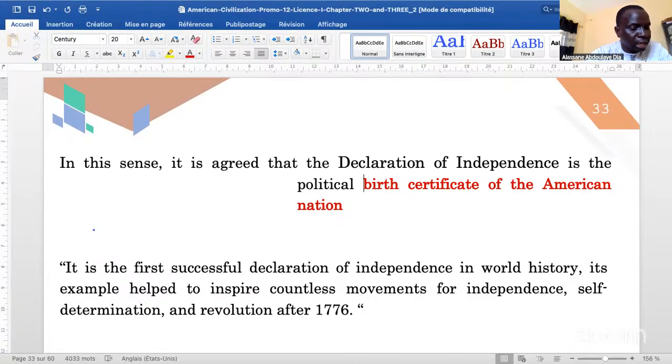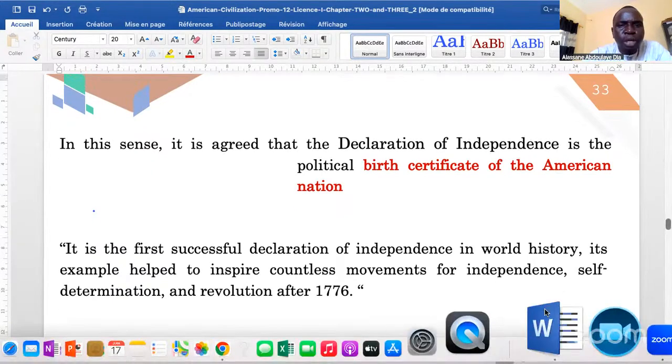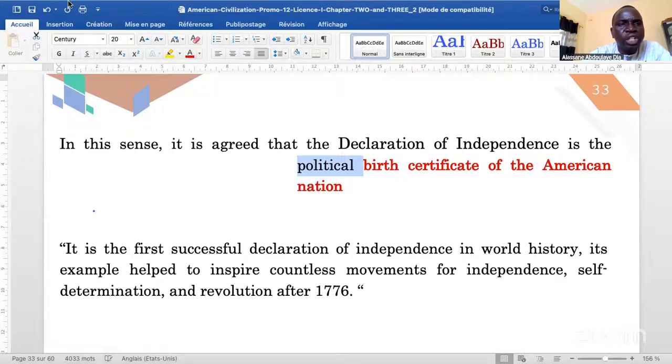I hope you understand now, class. I'm almost done. In 5 minutes, I'm done. Chapter 2 is going to end in 5 minutes. I hope it's clear, class. Why is it called the political birth certificate of America? It's because it is the first document to mention it. It's because the Declaration of Independence is a political claim. C'est une réclamation politique. It's because the Declaration of Independence mentions its name.